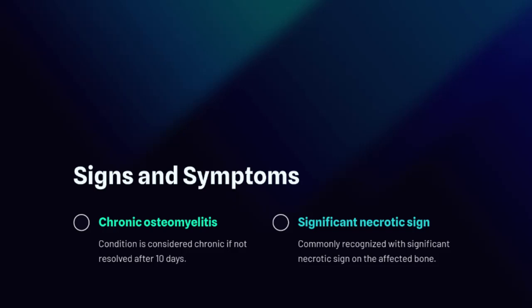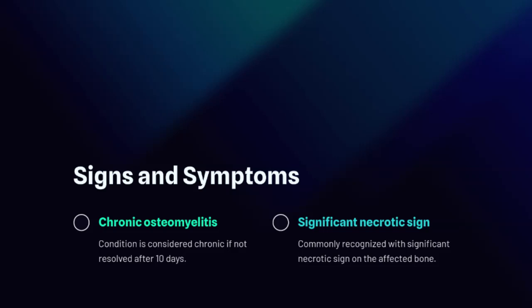As we delve into the clinical manifestations of osteomyelitis, it's essential to recognize the distinct features that characterize this challenging condition. Chronic osteomyelitis presents a formidable clinical challenge, often persisting despite conventional treatment measures. Clinically, a condition is deemed chronic if it fails to resolve within 10 days, indicating a prolonged and stubborn infection. One of the hallmark signs of chronic osteomyelitis is the presence of significant necrotic tissue on the affected bone.